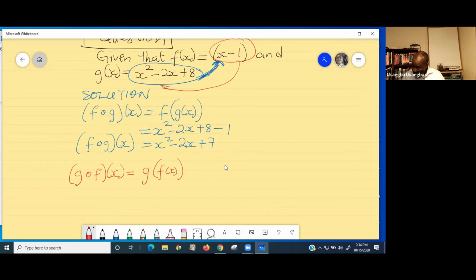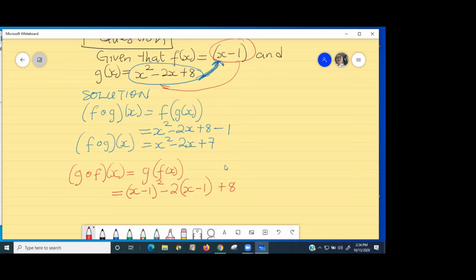So which is exactly what we did in the warm-up, which is (x minus 1) whole squared minus 2 bracket x minus 1 plus 8. And then you make your simplification.